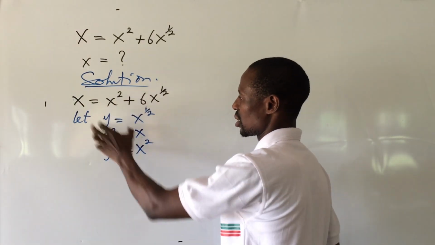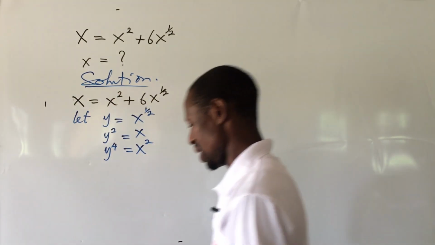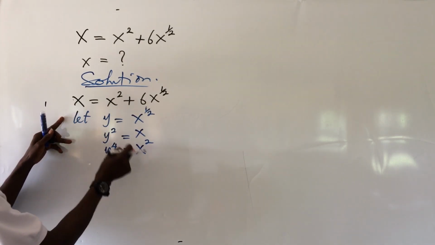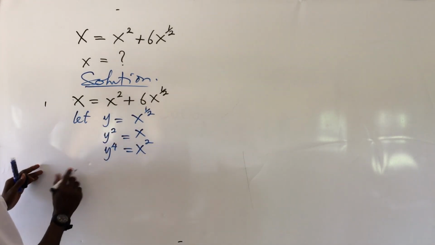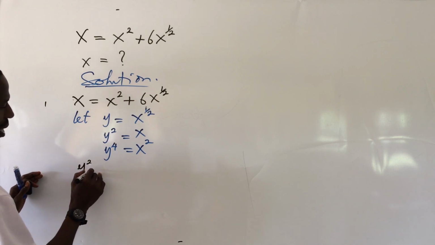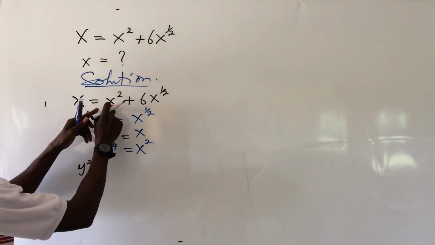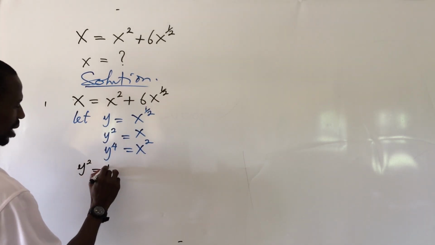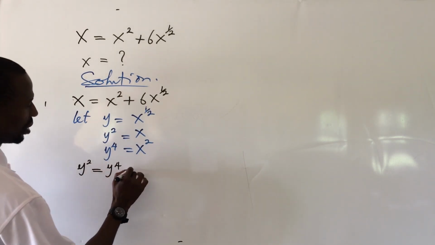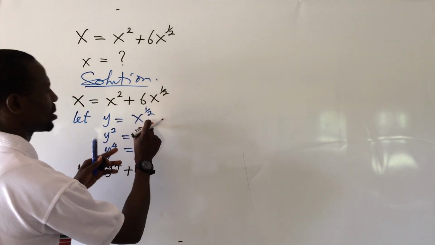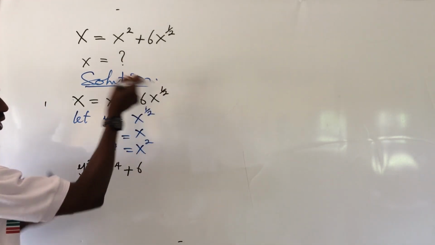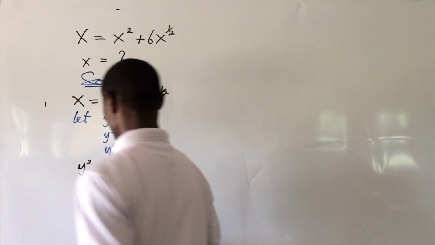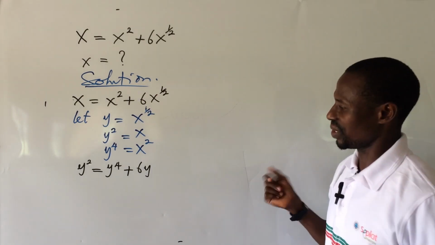So let's substitute these values into our main equation. Our x here is y squared. So we have y squared equal to, here we have x to the power of 2, which is equivalent to y to the power of 4, plus 6 times x to the power of 1 over 2, which is equivalent to y. So we have plus 6y here. Now this is our expression.